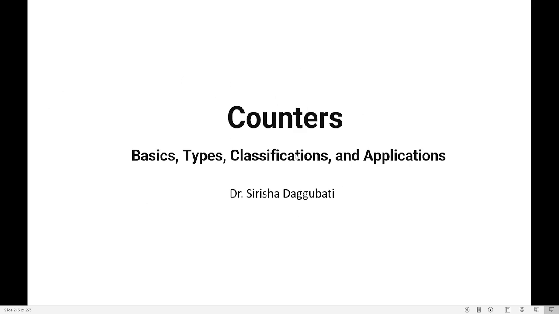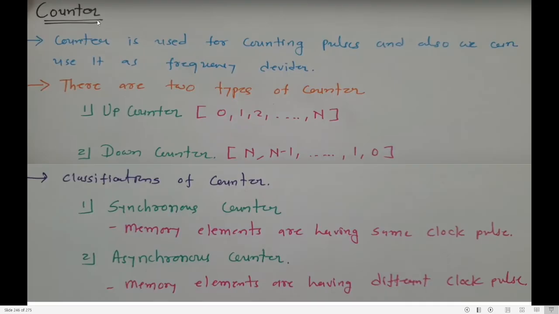Let us look into our next topic called counters. Today, in this session, let us understand what is a counter. Then we will see what are the different types of counter, classification of counter, and applications of counter. Let me start with the definition. The basic definition of a counter is that it is used to count the number of clock pulses. That is the first preliminary basic definition.